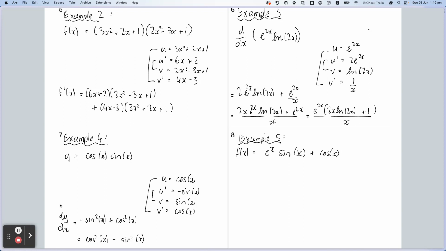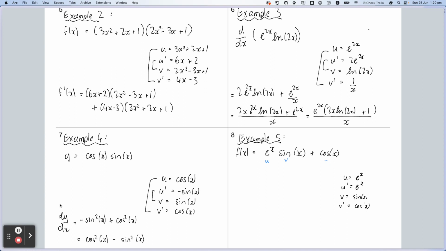Example 5, f of x equals e to the power of x sine x plus cos x. Now, I guess the important thing to see here is that this is actually three functions, of course. These are the two that are multiplied together, and this is just another third function, which we're just going to treat as a separate part, really. So we've got this as u, this is v, and this, we just deal with as we go along. So we've got u equal e to the x, so u dash is equal to e to the x. v equals sine of x, v dash is equal to cosine of x.